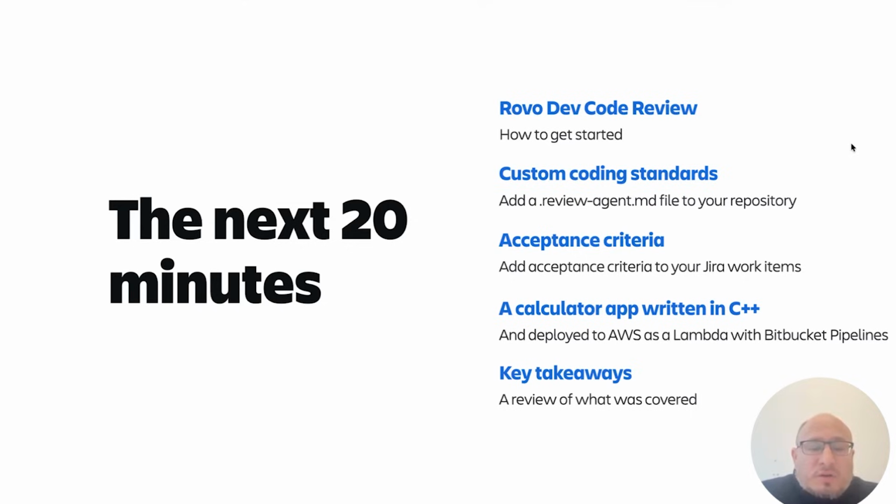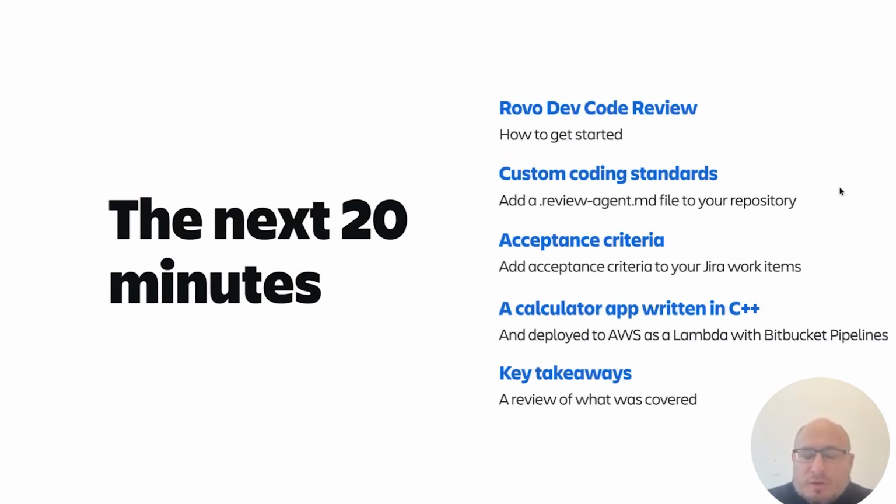Then I'm going to take a quick look at a calculator app that was written in C++ and it gets deployed as AWS Lambda using Bitbucket pipelines. We'll make a minor change to this. We'll commit and push, and then we're going to cut a PR after the pipeline runs. And we'll see Rovo Dev add a bunch of annotations to the PR based on our custom coding standards and our acceptance criteria. And we're going to see that in both GitHub and Bitbucket. And then finally, I'll do a quick review of the key takeaways.